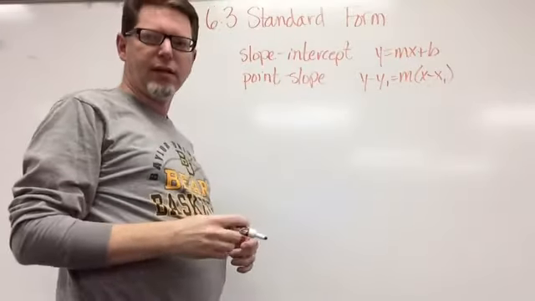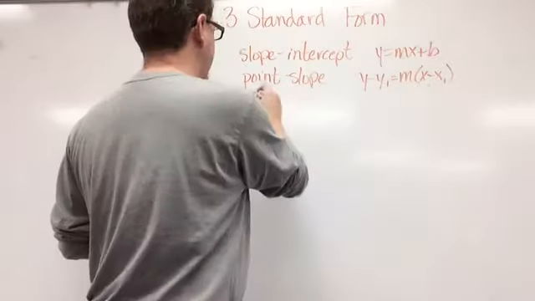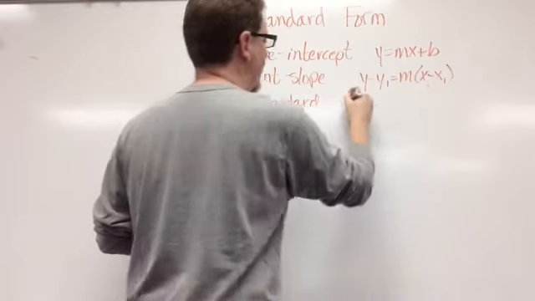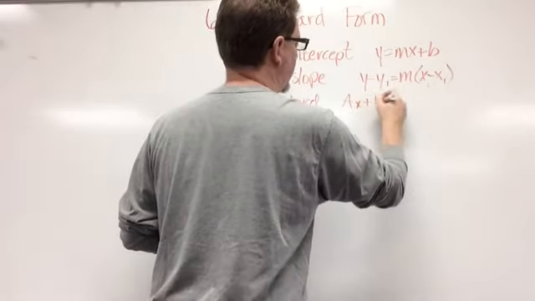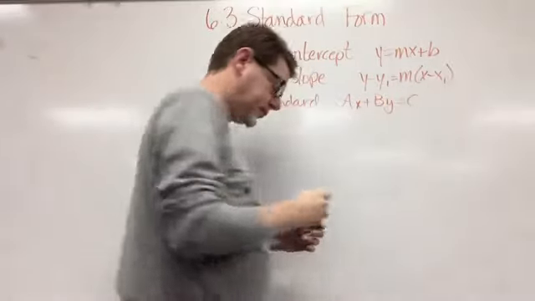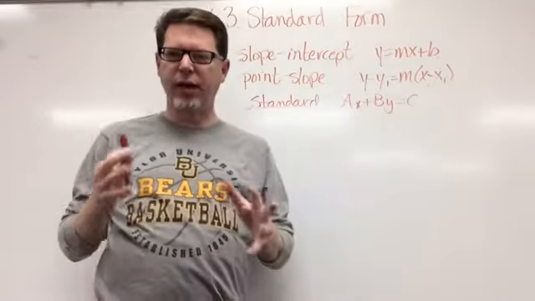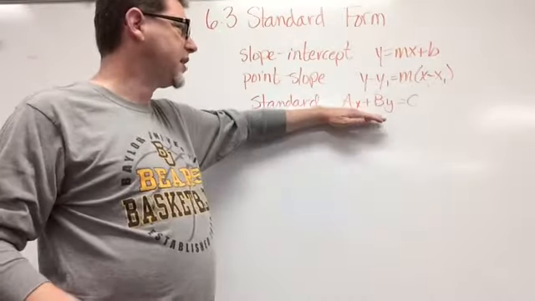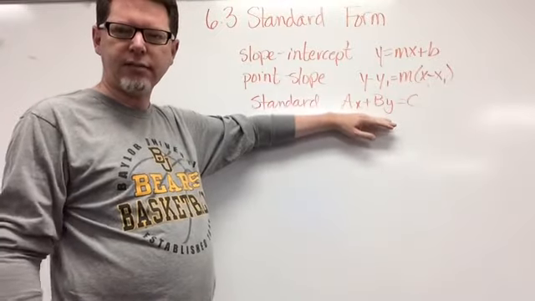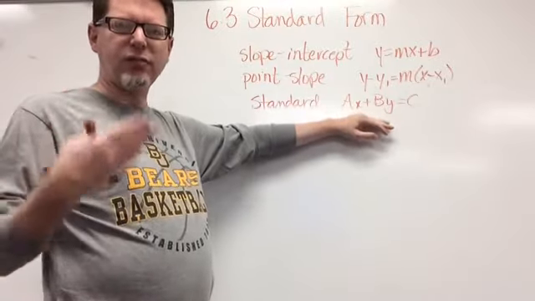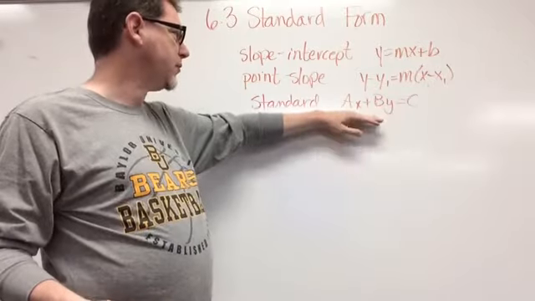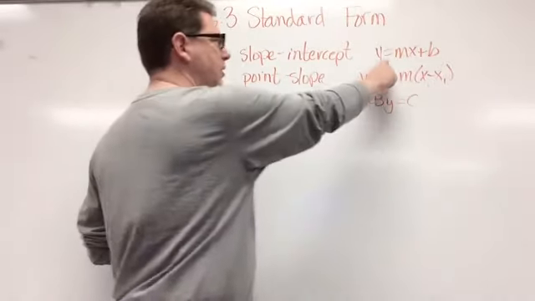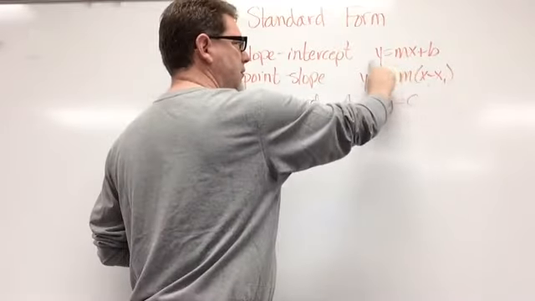Okay? Now, standard form, again, is ax plus by equals c. Now let's just compare these three forms for a second. Notice that in standard form, x and y are on the same side. That's the biggest difference of all. Standard form, x and y are on the same side. With point slope, y and x are on opposite sides.